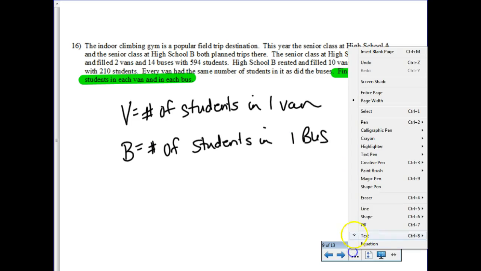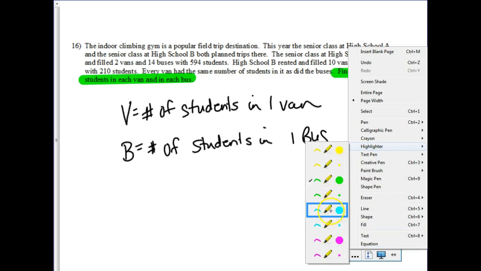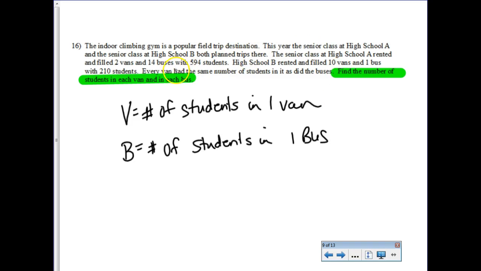Alright, back to my highlighters. Here we go. High school A and B, blah, blah, blah. Alright, 2 vans, 14 buses, 594 students. So there's our first equation. 2 times the number of students in each van, plus 14 buses times the number of students in each bus. Seats 594.